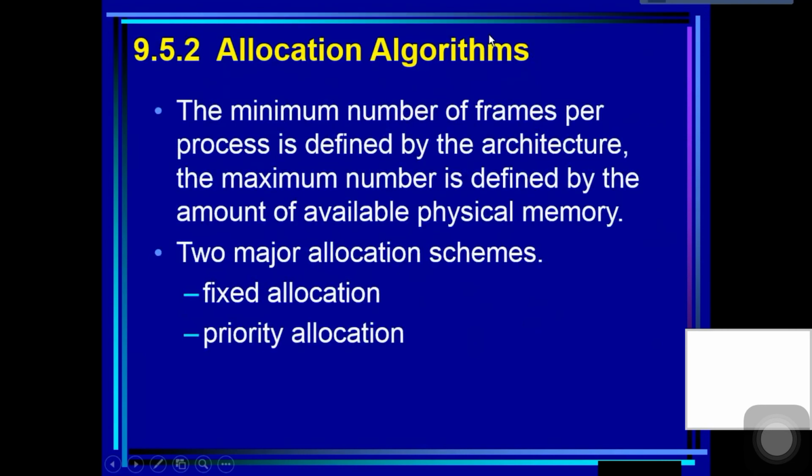Allocation algorithm. The minimum number of frames per process is defined by the architecture, of course, the instruction set. The maximum number is defined by the amount of available physical memory. The major allocation schemes: first, fixed allocation; second, priority allocation.